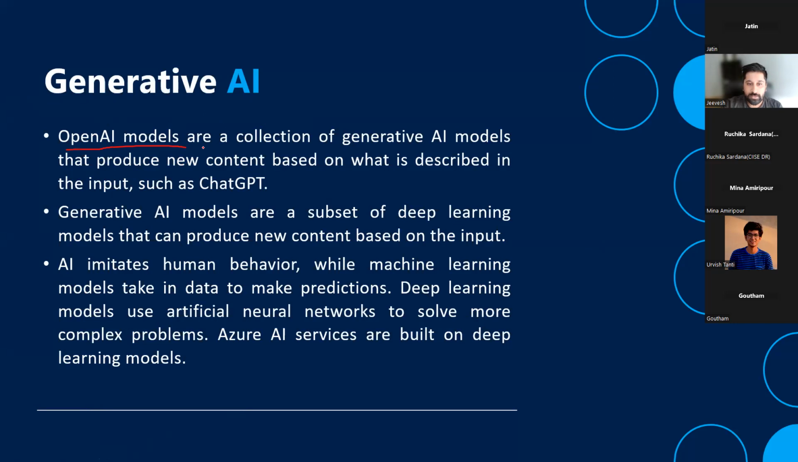OpenAI models are a collection of generative AI models that produce new content based on what is described in the input. So I think this should answer your question, Steve. If you compare generative AI to a bot service, a bot is very confined to what you teach it. If you teach it, let's say, ABC XYZ, it can only answer ABC XYZ. It is not going to have the capability to produce something new. Whereas generative AI, like ChatGPT, is an example.